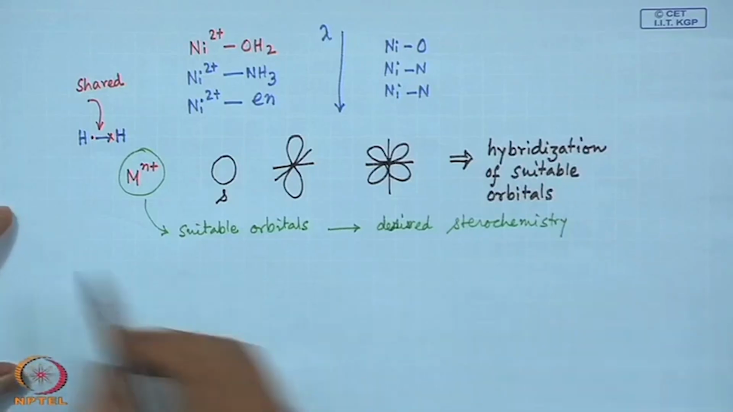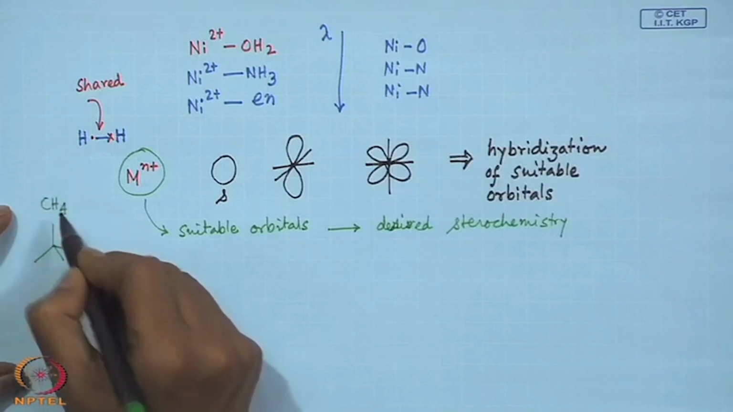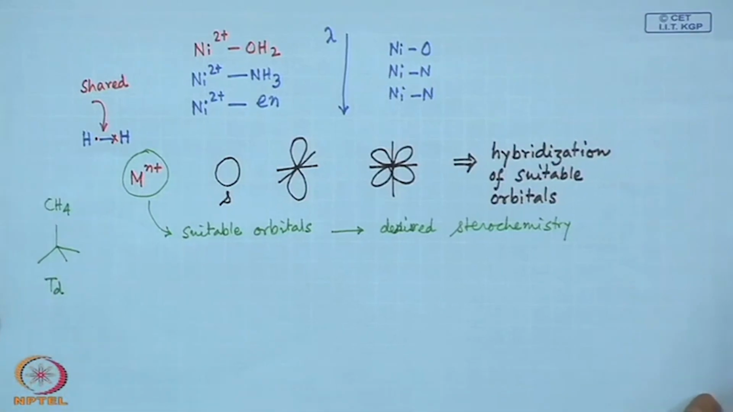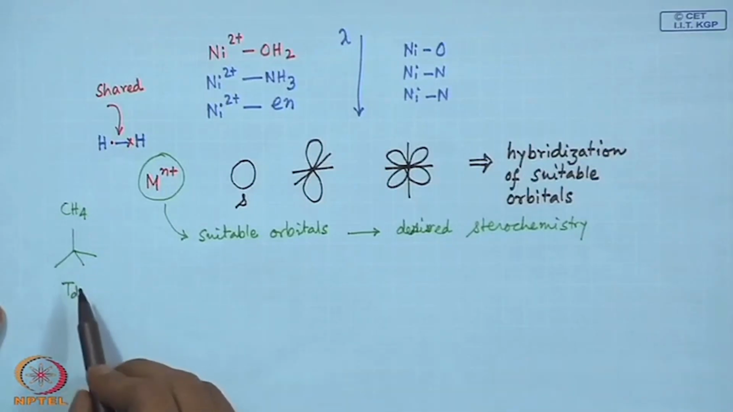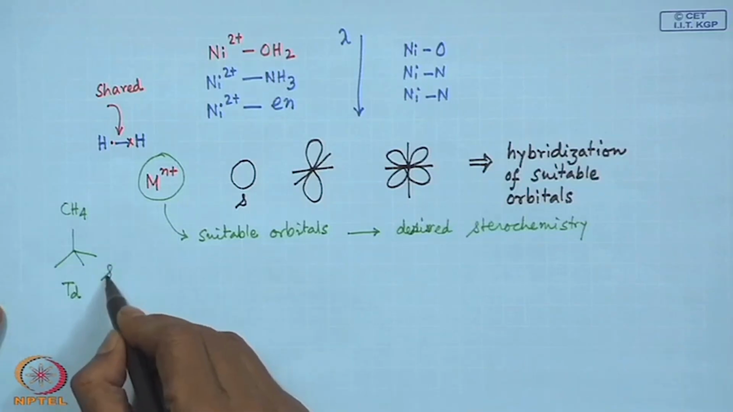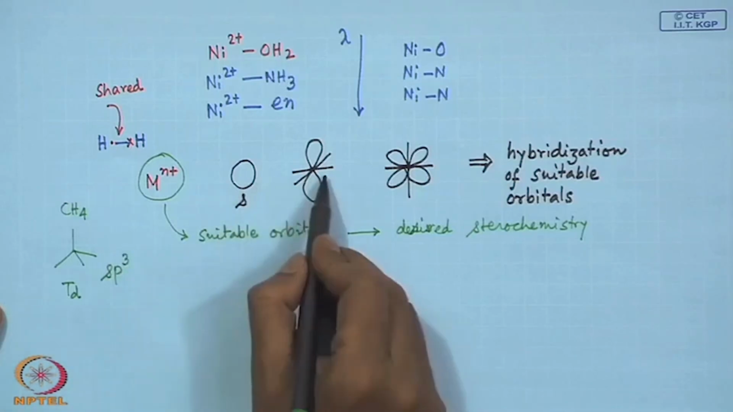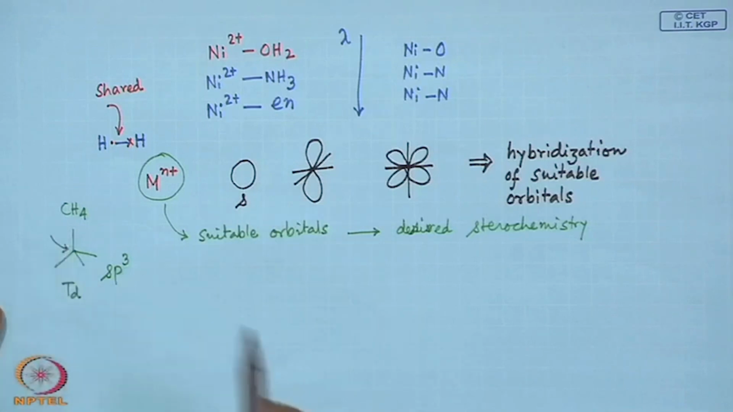Because we all know that when a methane molecule, CH4, is forming, it has a tetrahedral geometry. The sharing of the electron pair for the formation of the 4 C-H covalent bonds gives the methane molecule as a tetrahedral molecule, and the hybridization is sp3. That means one s orbital is mixing with 3 p orbitals, giving rise to 4 hybridized orbitals on the carbon atom.